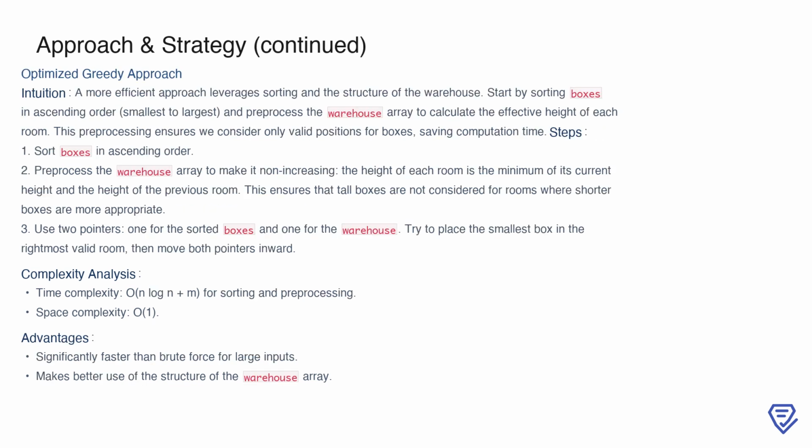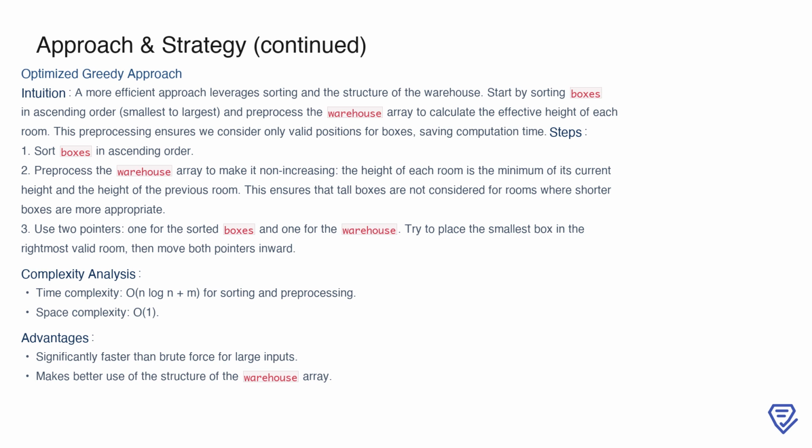Now, let's consider a more optimized greedy approach that leverages both sorting and the warehouse's structure to improve efficiency. In this method, the boxes are sorted in ascending order, from smallest to largest. The warehouse array is then pre-processed to ensure that each room's height is no greater than the minimum of its own height and the height of the previous room. This pre-processing step creates a non-increasing sequence of effective heights, ensuring that only valid positions are considered for each box. By doing so, we avoid unnecessary comparisons.